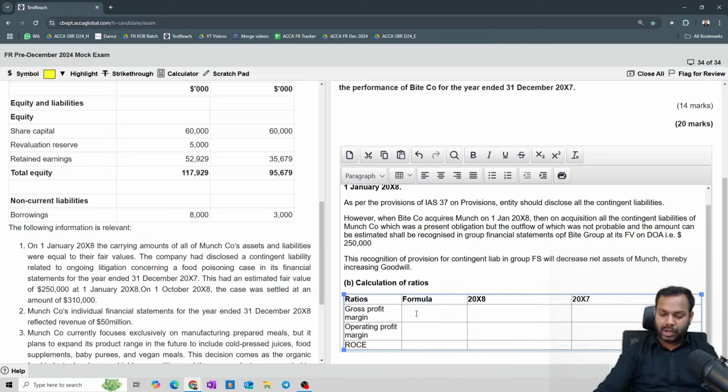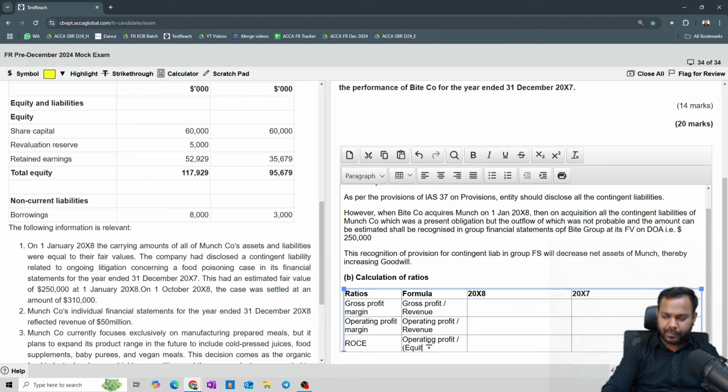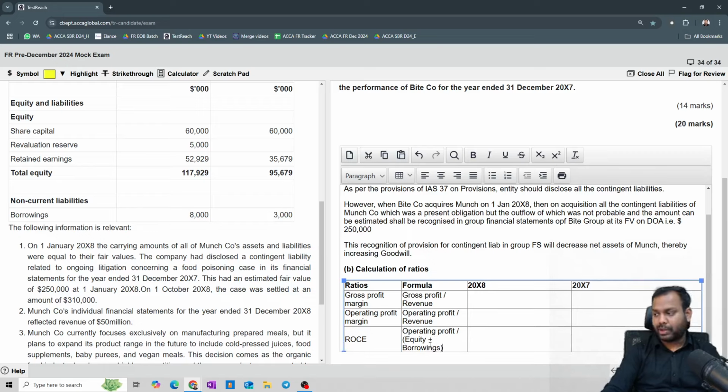Okay, what is the formula? So the formula for this is gross profit by revenue. The formula for this one is operating profit by revenue. The formula for this one is operating profit divided by equity plus loan notes plus borrowings. Equity plus borrowings, that is capital employed.